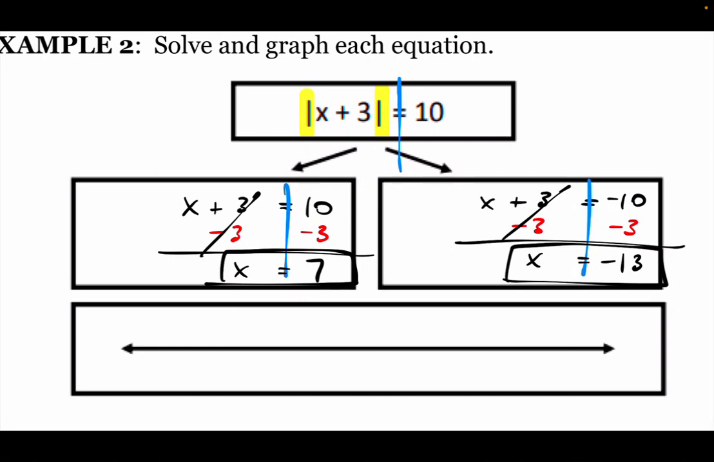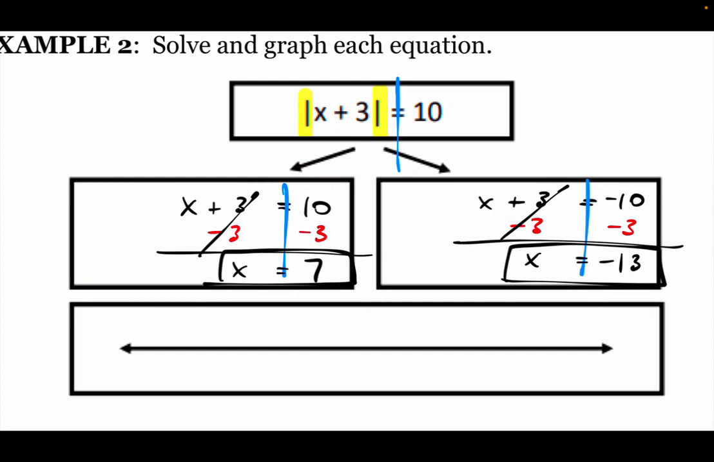So draw a graph, 0 in the middle, always 0. 0 is going to go there. So I have +7 and -13. Those are pretty far apart. Those are like 20 steps apart. So I'm not going to draw all the tick marks. I'm just going to draw the important ones. 0 is the one important one.